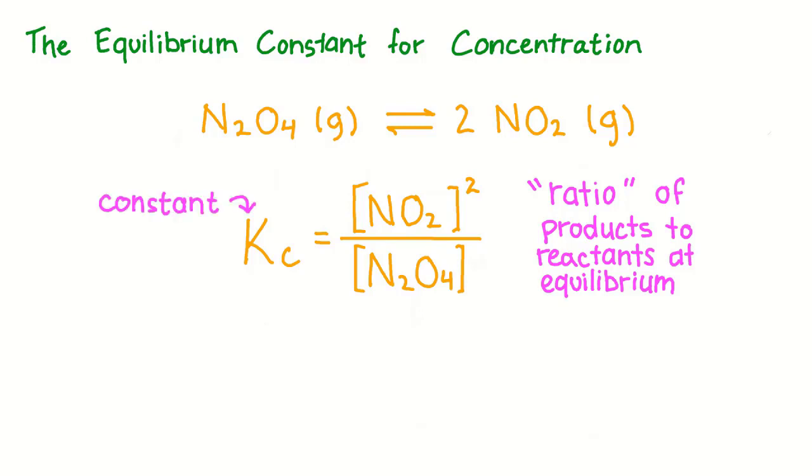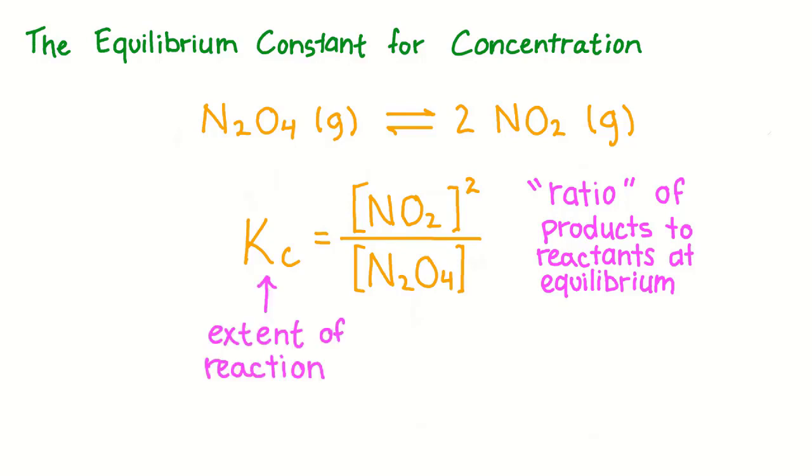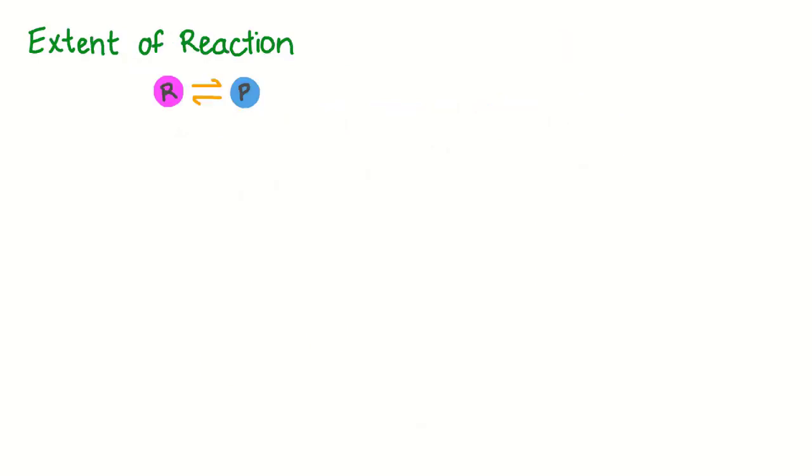The value of Kc is always the same for a reaction, no matter how much of the reactants or products we start off with. This means that Kc can tell us information about the extent of the reaction. To understand what we mean by extent of reaction, let's say we have a very simple equilibrium reaction between a reactant and a product.